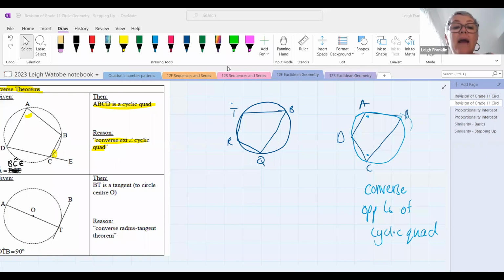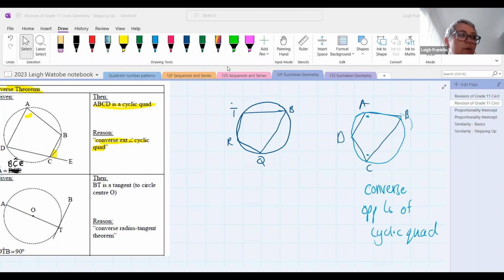What could have happened is that there are other reasons that people can use, but I don't teach it that way, because if you've learned exterior angle of a cyclic quad, then it's much easier to use converse exterior angle of a cyclic quad than learn a whole new reason. Okay, so maybe that's what it was. Maybe your teachers gave you sort of slightly different.